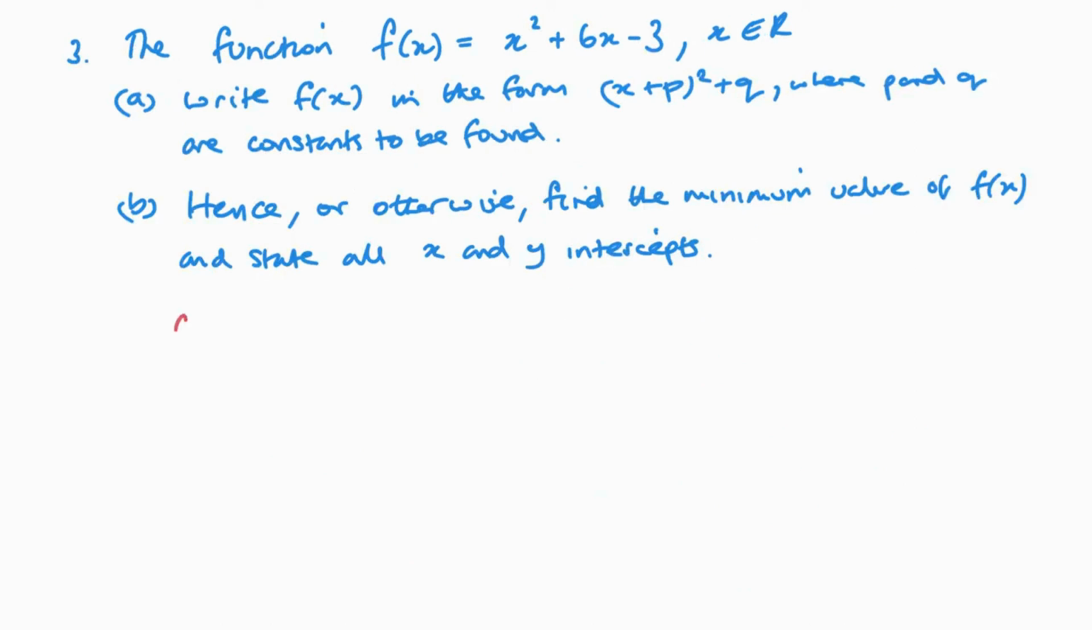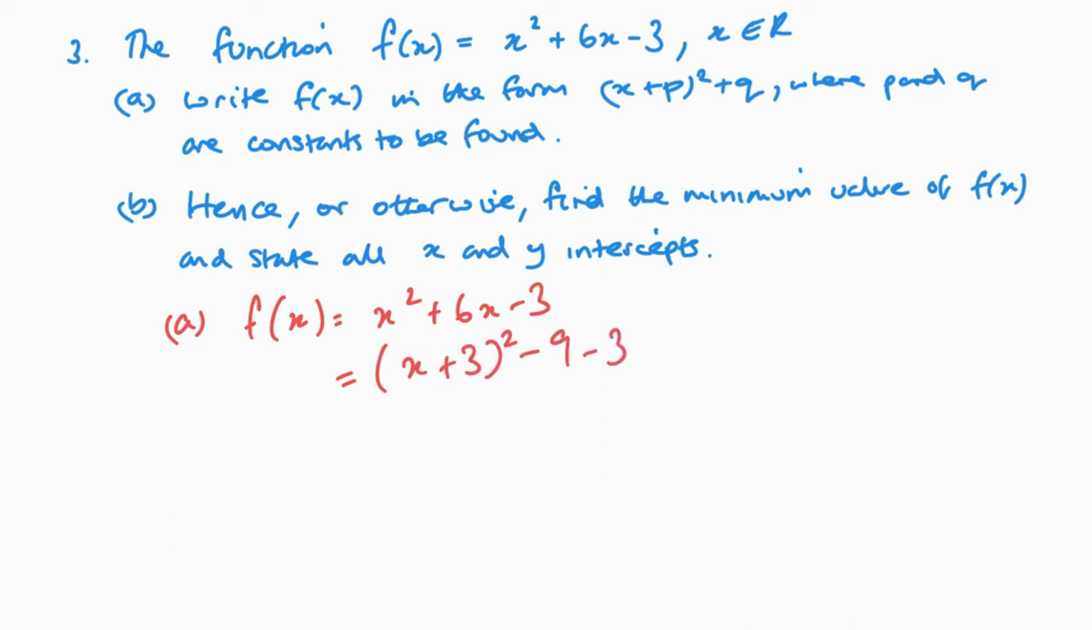Okay, number 3. On this one, the first thing I need to do is complete the square. So x squared plus 6x minus 3 gives me x plus 3 squared, minus 3 squared, minus my 3. So x plus 3 squared minus 12. Hence, or otherwise, find the minimum value of f of x and state all x and y intercepts.